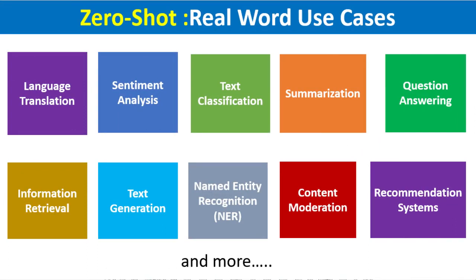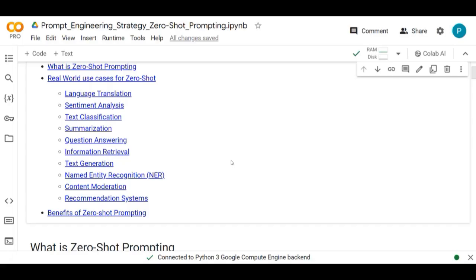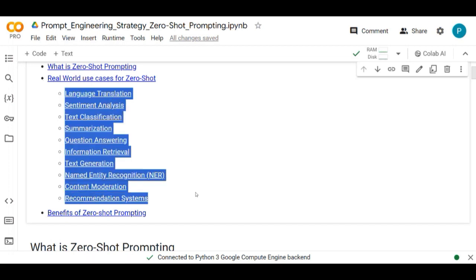These are some of the real-world use cases where the zero-shot prompt technique can be utilized, like language translation, sentiment analysis, text classification, summarization, question answering, information retrieval, text generation, named entity recognition, content moderation, recommendation systems, and many more. So without further ado, let us implement some of these use cases using the zero-shot prompt technique. Okay, so this is my Jupyter notebook on Google Colab. Here we are going to implement these real-world use cases using zero-shot prompting.